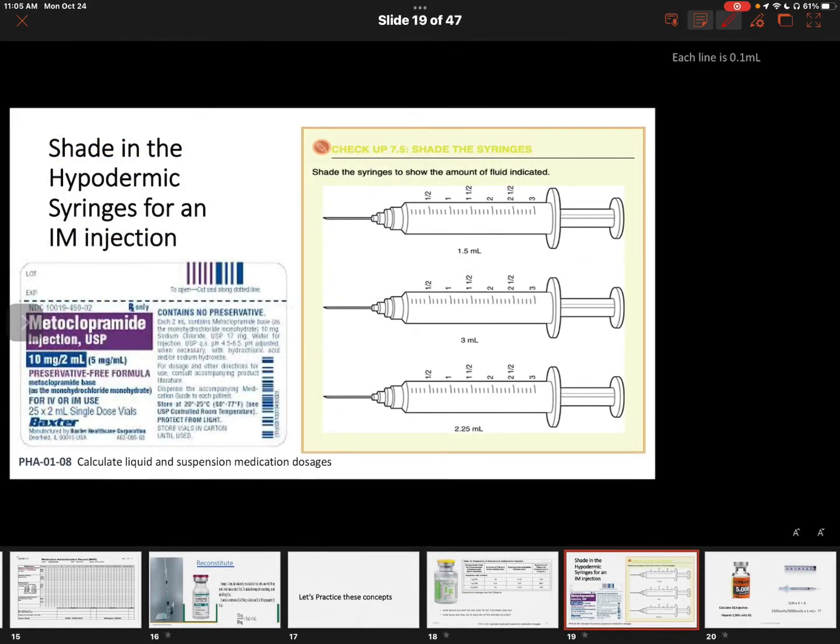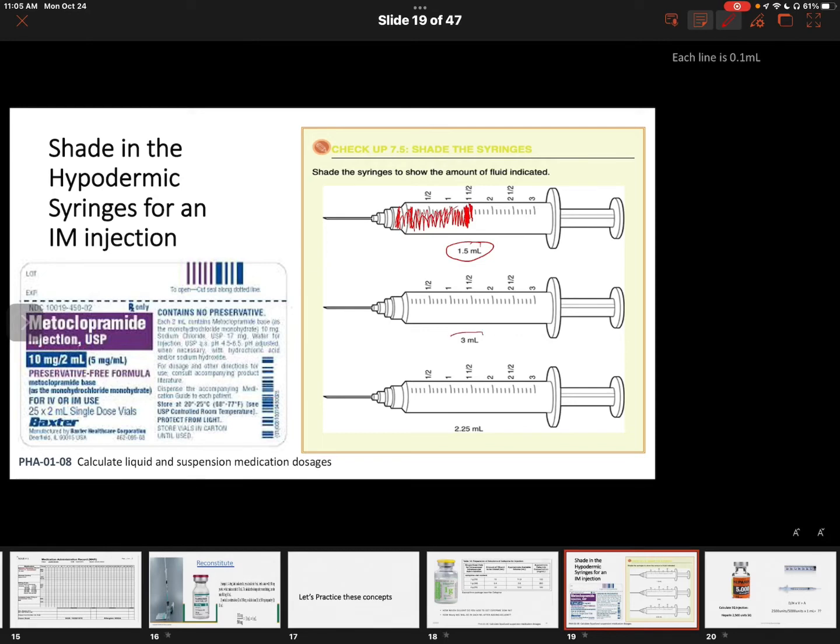Let's shade in the hypodermic syringes for an IM injection. We use 3 milliliter syringes to give IM injections. So the first one wants us to shade in 1.5 milliliters. If I look on this syringe, I can identify that my 1.5 would be right here. So everything below this line would be shaded in with fluid. I would draw up all of this fluid.